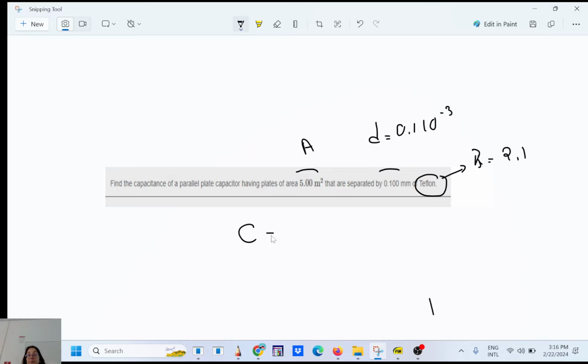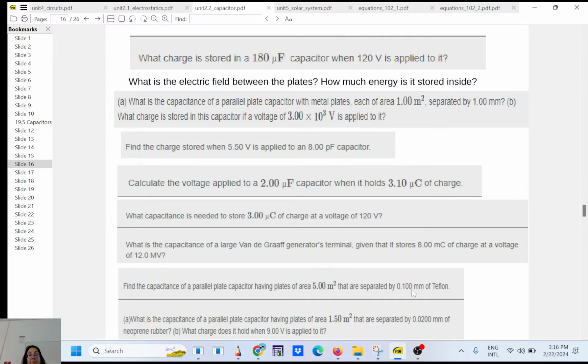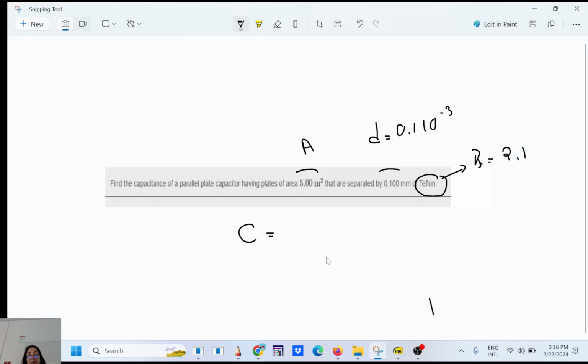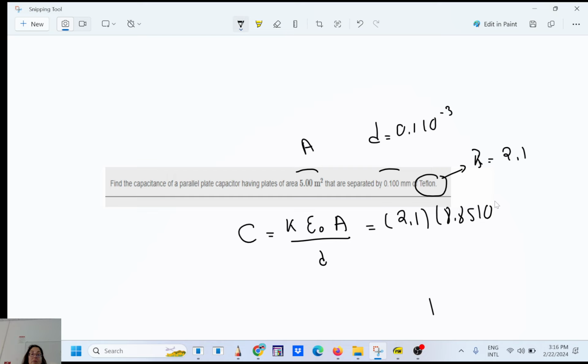So the equation, capacitance equals, you see, I have your equations here. Kappa epsilon 0 area over distance. So it's going to be 2.1, 8.85 times 10 to the negative 12. The area is 5. And then the distance is 0.1 times 10 to the negative 3.